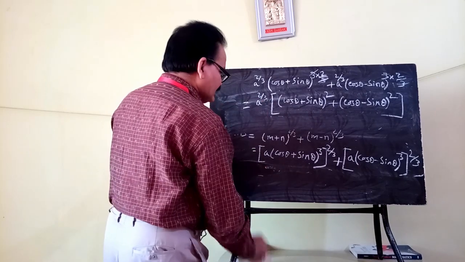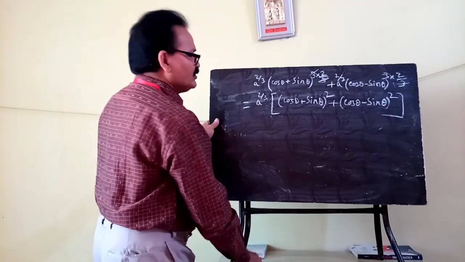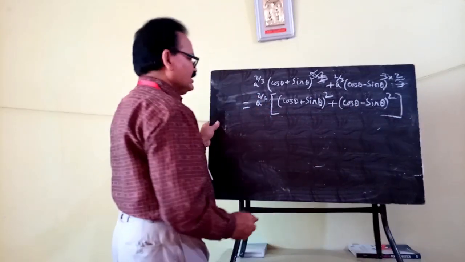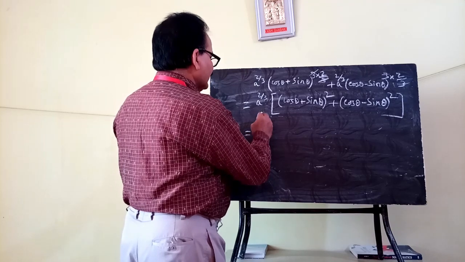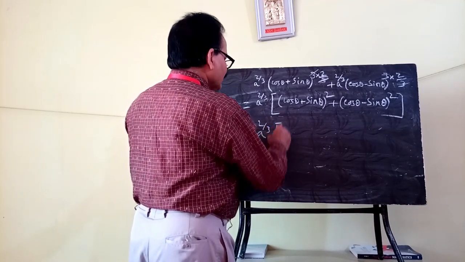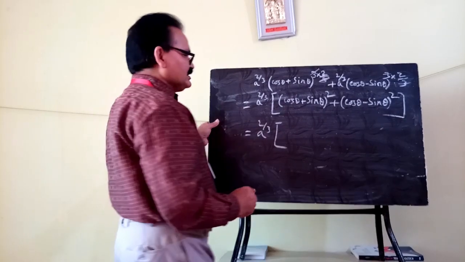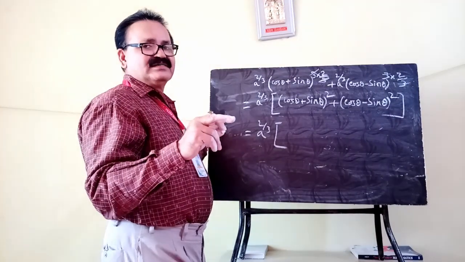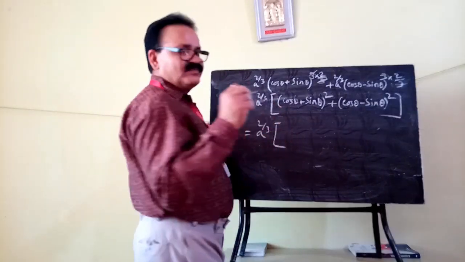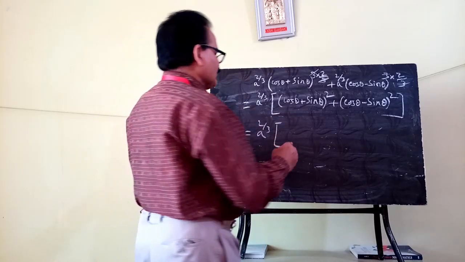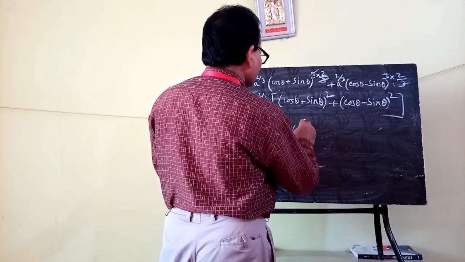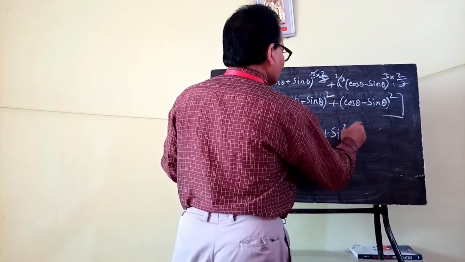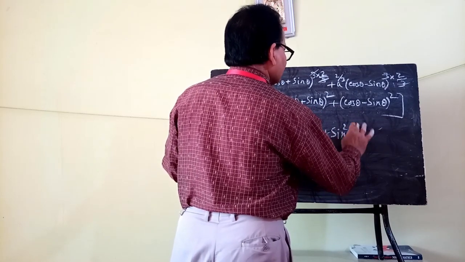So what you will get next, you have to use the relation of a plus b whole square plus a minus b whole square. Remember, this is a to the power 2 by 3. When you expand it, a plus b whole square plus a minus b whole square is 2 under bracket a square plus b square. So this is 2 under bracket cos square theta plus sin square theta. Okay, bracket is closed.